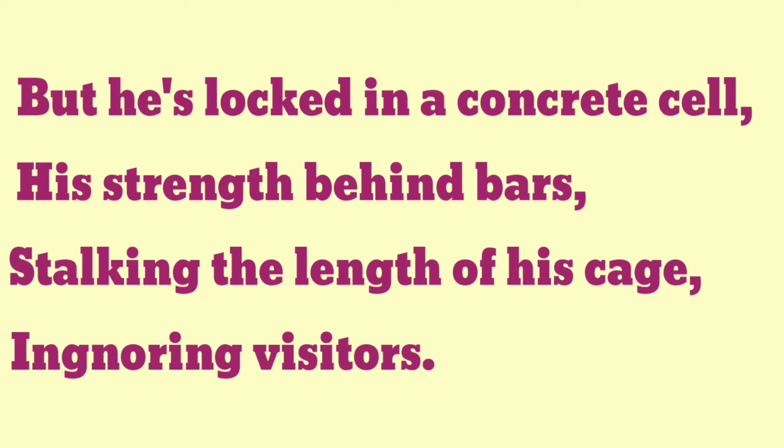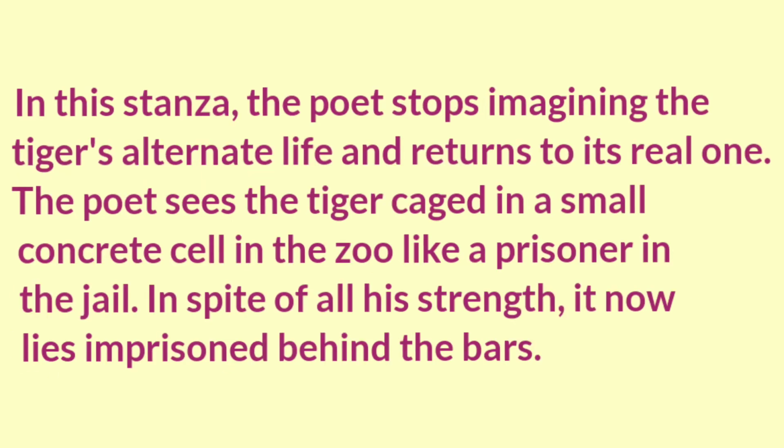Fourth stanza. But he is locked in a concrete cell, his strength behind bars, stalking the length of his cage, ignoring visitors. In this stanza, the poet stops imagining the tiger's alternate life and returns to its real one. The poet sees the tiger caged in a small concrete cell in the zoo, like a prisoner in jail. In spite of all his strength, it now lies imprisoned behind the bars.